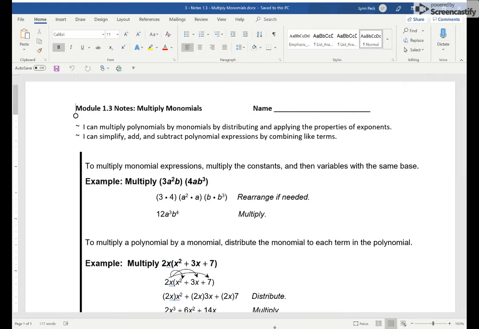Number 4, we're taking the 3m all the way through the parentheses. So 3m times m is 3m squared. 3m times 8 is 24m, positive 24m, so write that as a plus 24m.